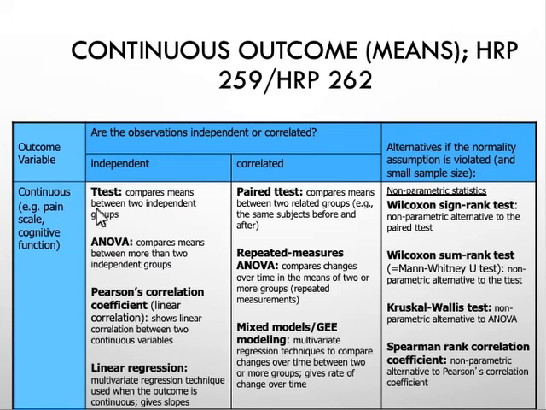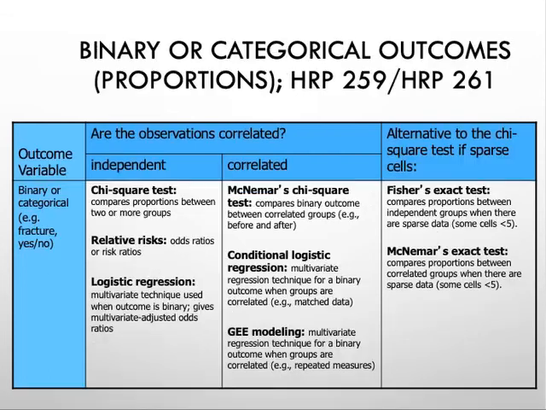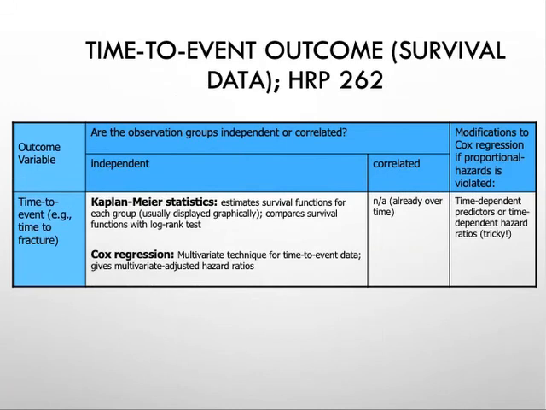And this is another way of looking at it. So we have a continuous variable, we have t-tests, we have ANOVA, and so on. And again, for a binary or categorical outcome variable, we have chi-square tests, etc. And that is it for the group designs.